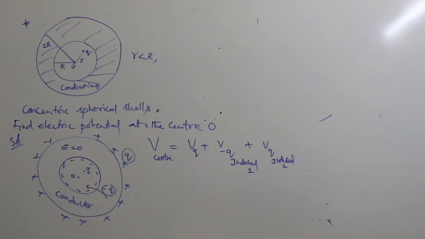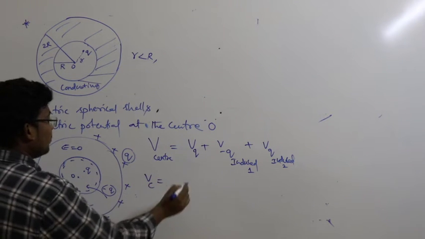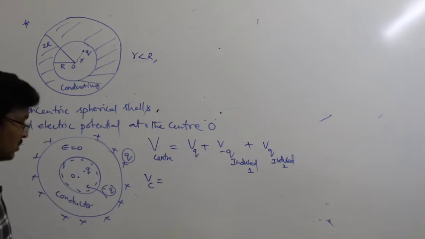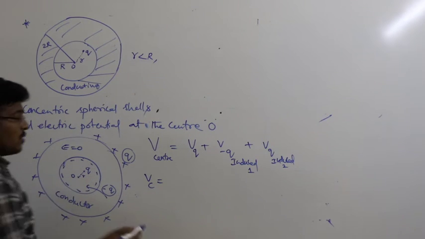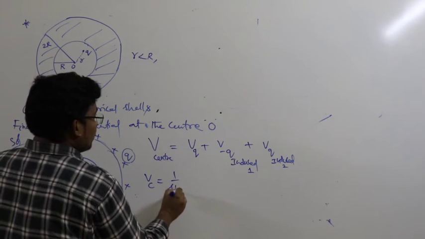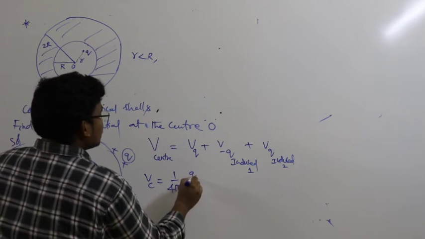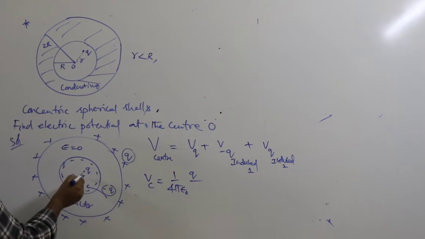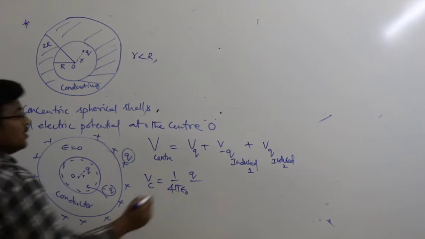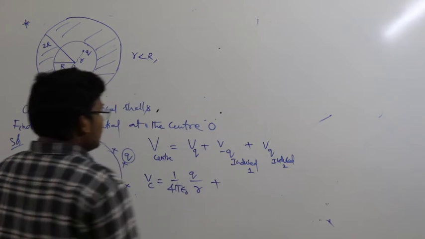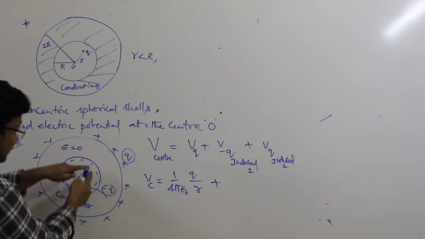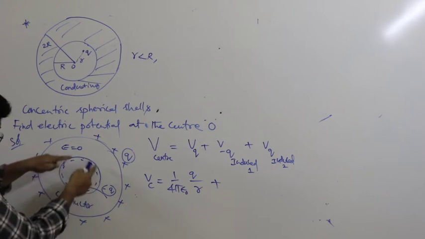Is it clear? Right. Now V at the center is equal to the potential due to the small charge q. So you can say this distance they have given as some r. You know the formula, 1 by 4 pi epsilon naught q by, what is the distance from the center to this point? Small r, plus, what is the potential due to minus q? See, this is the minus q surface.